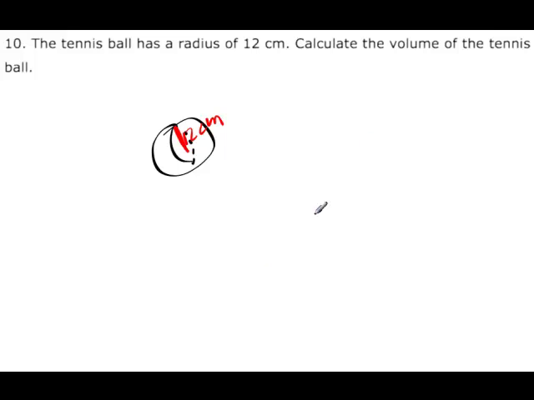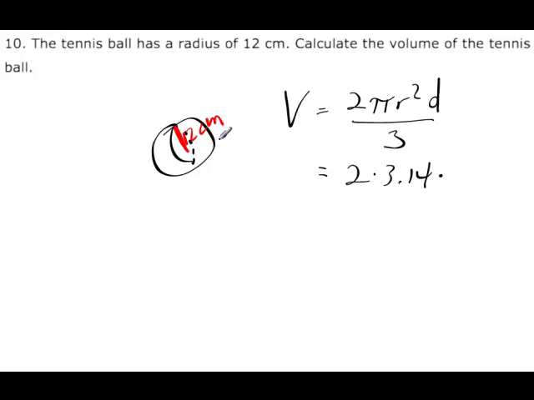So this is just like the last one. So we're going to write our formula. We're going to make it 2 pi r squared, and we'll put d for diameter this time, and then divide it by 3. So let's substitute our information from our problem. So I have 2 times pi. The radius we know is 12, so that's squared. And our diameter then would be this whole distance across. So if half of it's 12, the whole distance is 24. And then we divide by 3.